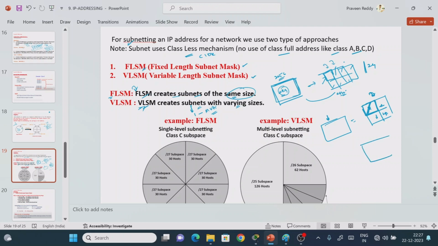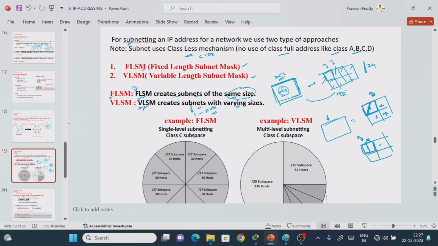Now see this piece. This is a complete piece. This guy cannot eat the entire thing, so he can find one more guy. Those two people can share this one, so that it again becomes 2 parts. But this is not possible in the case of fixed length subnet masking.